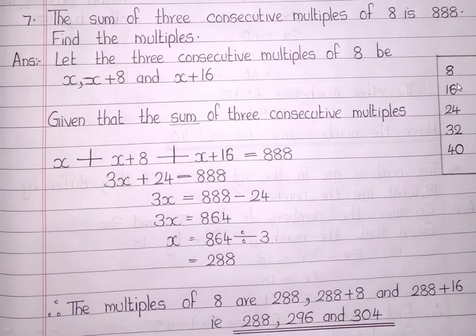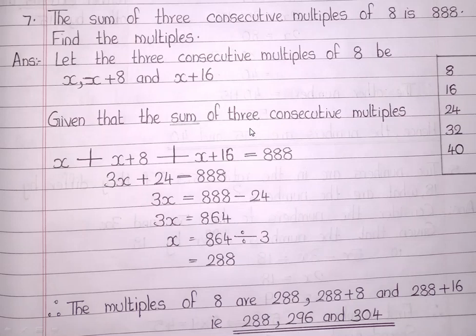So if I take the first 3 consecutive multiples of 8, if I take 8 is equal to x, I can write the second as x plus 8. If I am taking first as x, what is the third multiple? It will be x plus 16. Let the 3 consecutive multiples of 8 be x, x plus 8 and x plus 16.